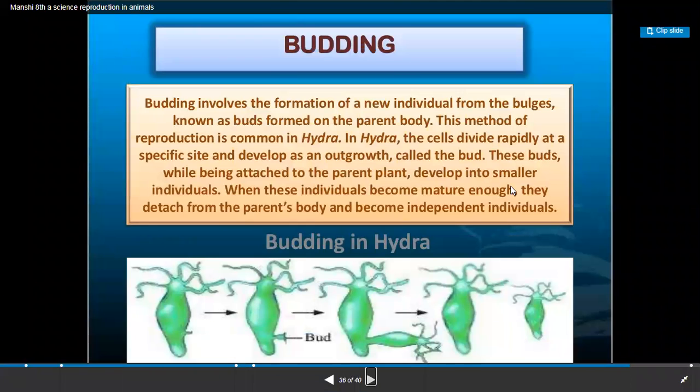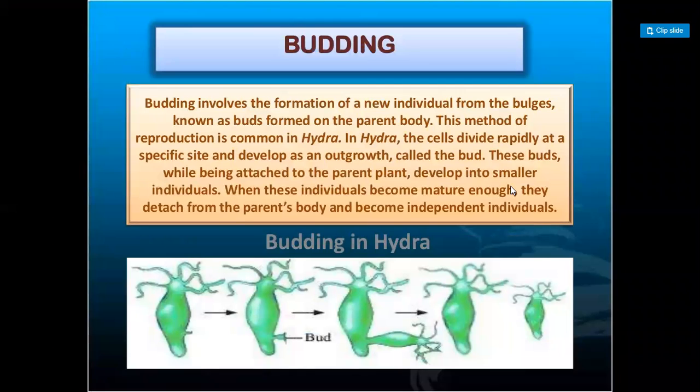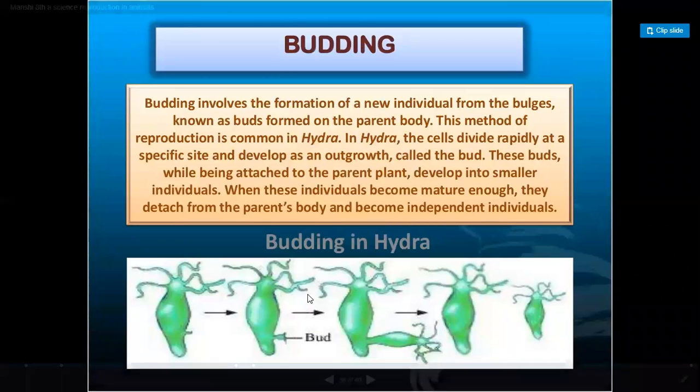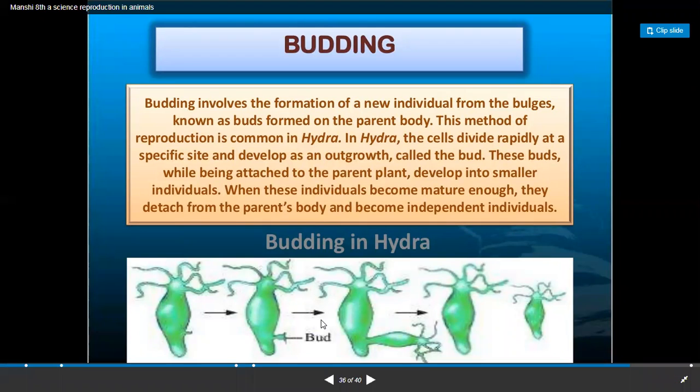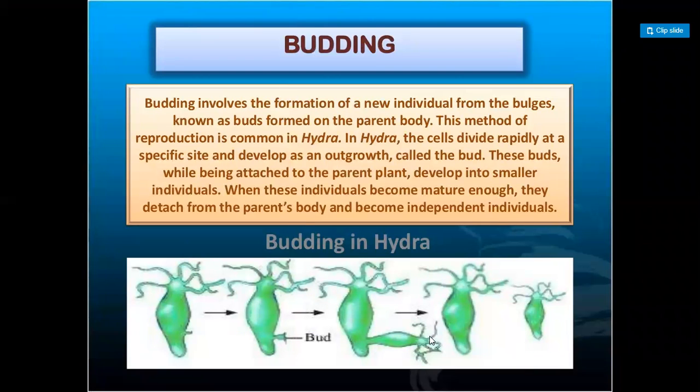Next is budding. Budding involves the formation of a new individual from bulges known as buds. You can see here, it's in hydra. Buds arise from the hydra, and then they get detached, and then they develop into a full-fledged organism.